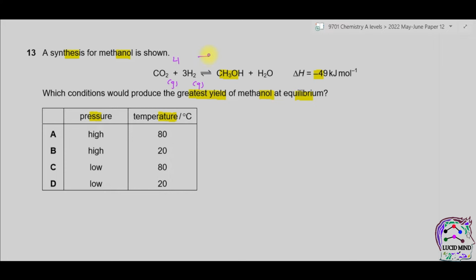So it will move in forward direction and we will have more amount or more yield of methanol. So pressure should be high. Second thing is temperature, should it be 80 or 20.